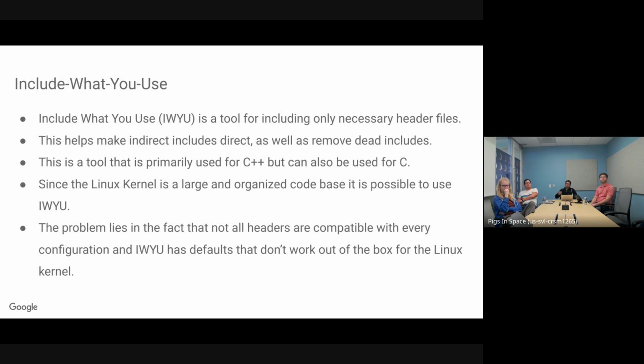And since the Linux kernel is large and organized, it's really easy to use include what you use on it. The problem lies mainly in the fact that include what you use is heavily customizable, but it has defaults that don't work out of the box for the Linux kernel, and that results in a lot of problems. So we had to work on getting around that.